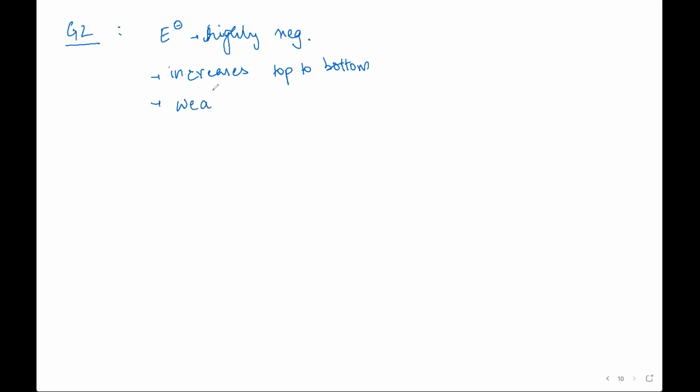Now, when it comes to group 2, their E naught values are also generally highly negative. The trend increases down the group. But obviously, just like with the reactivity, they are weaker reducing agents than group 1.